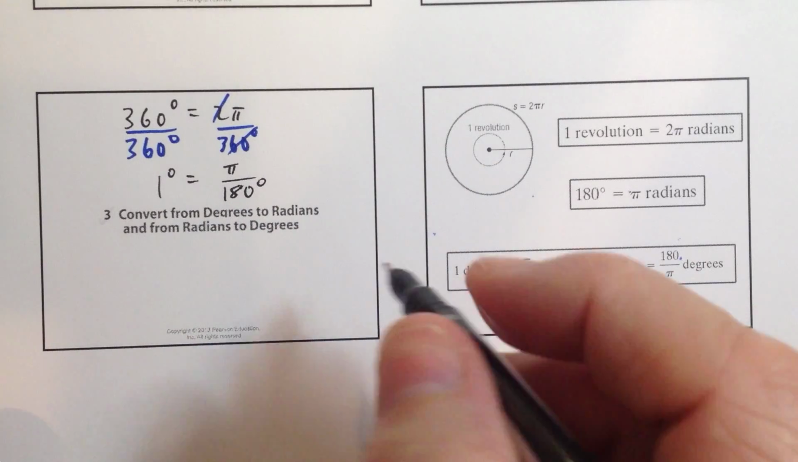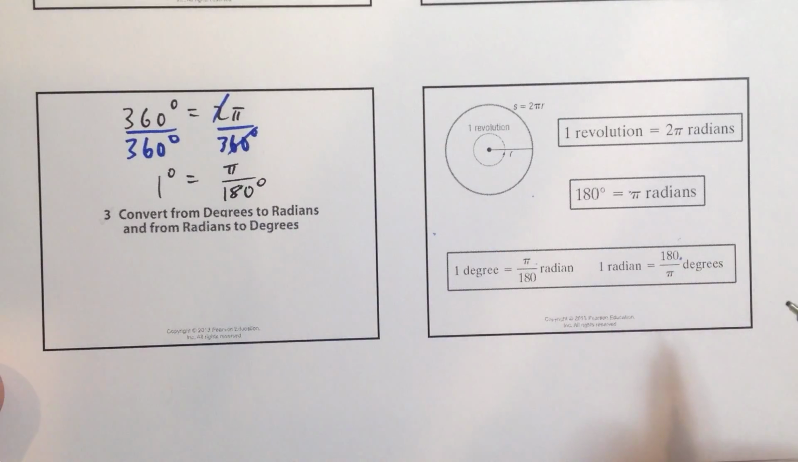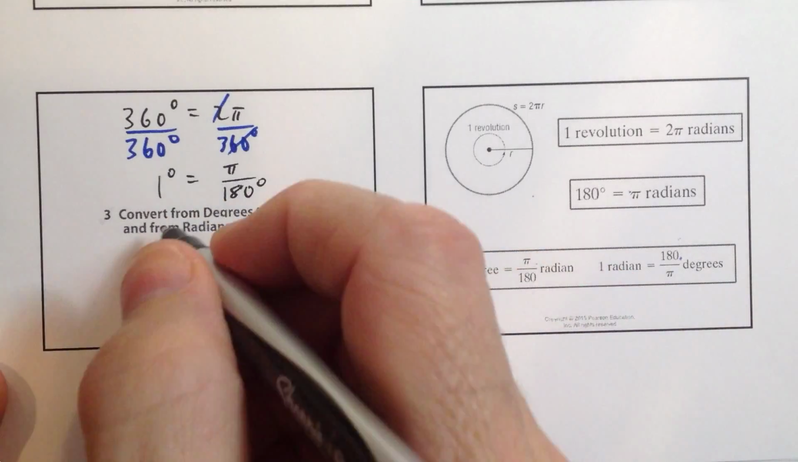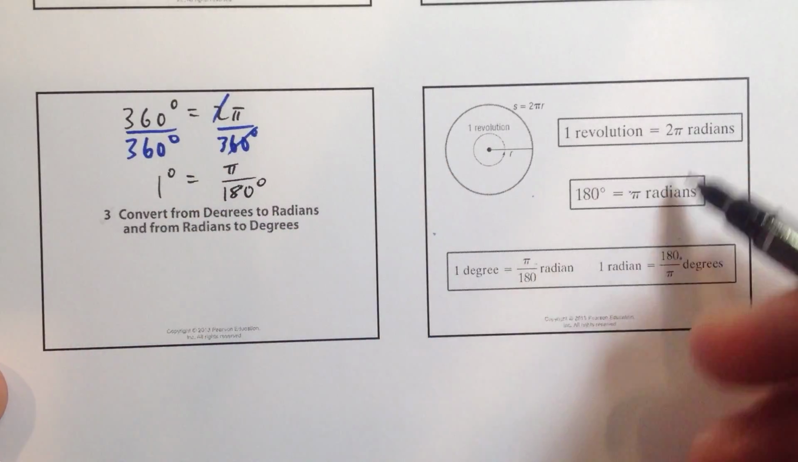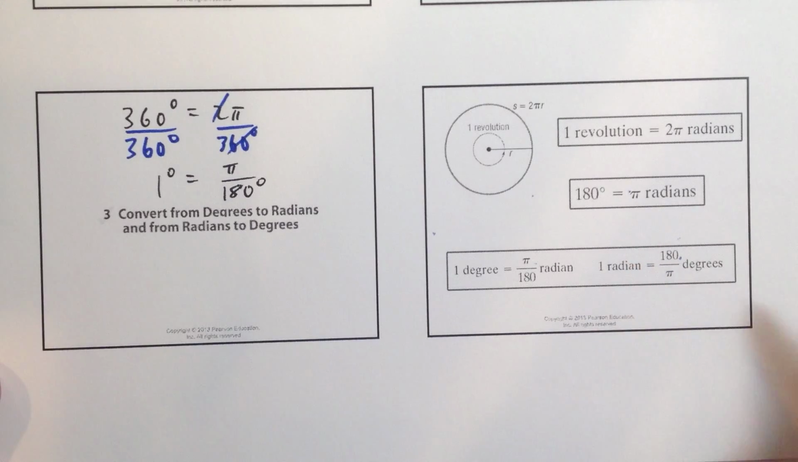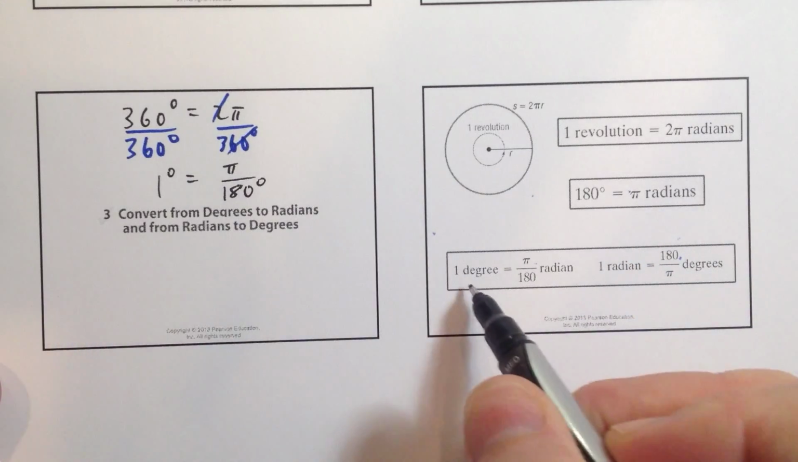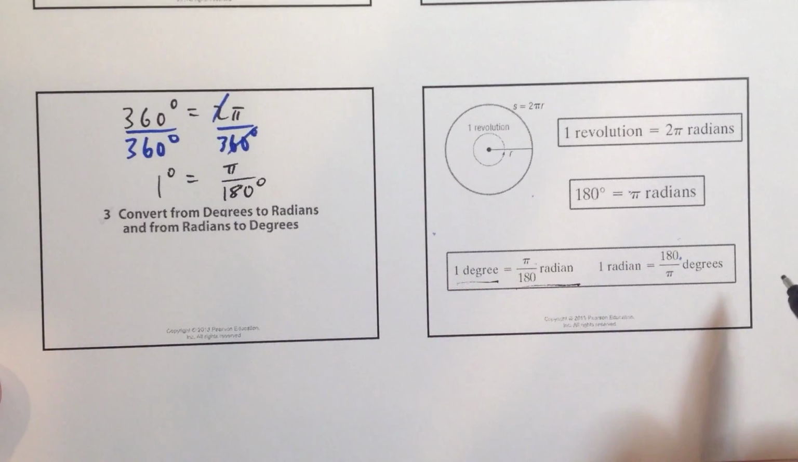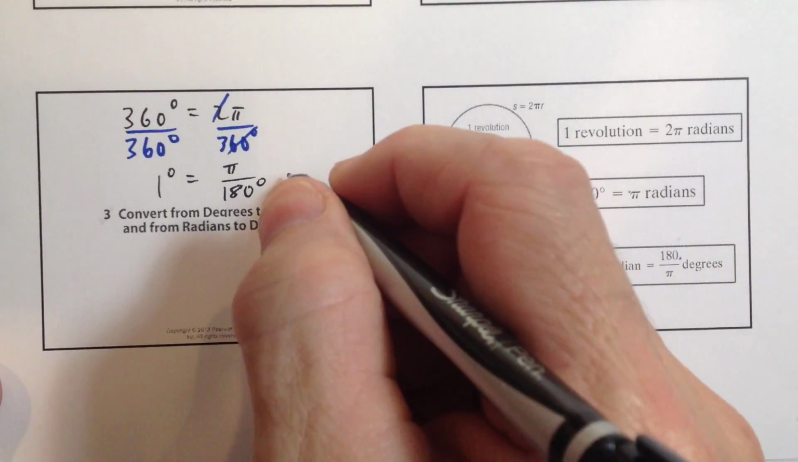I'm going to put it like that. In the next video, we'll use these formulas. I was thinking we might have some examples right here, but we don't. So there we go. 1 degree equals pi over 180 radians.